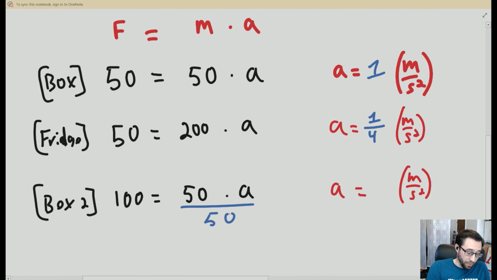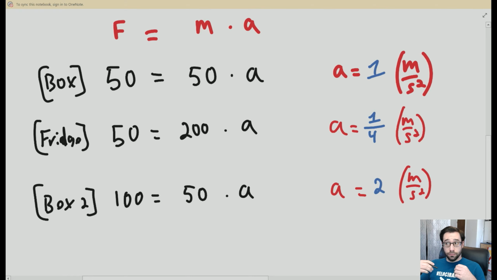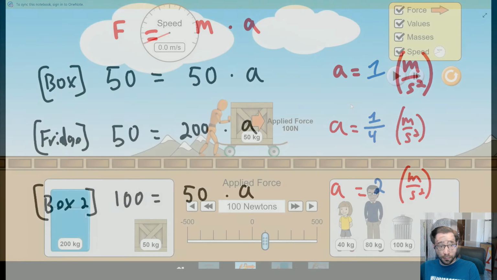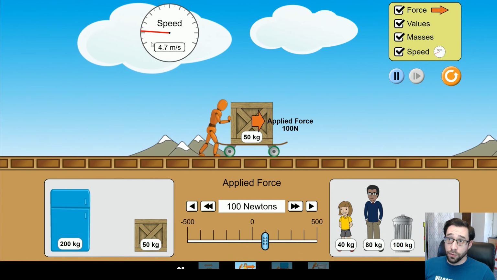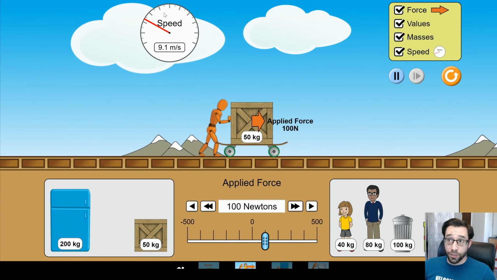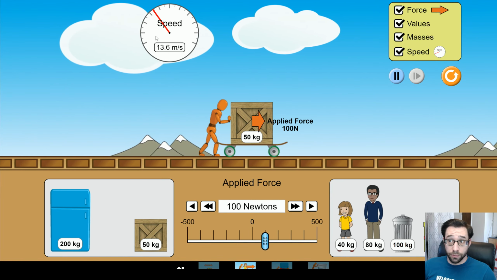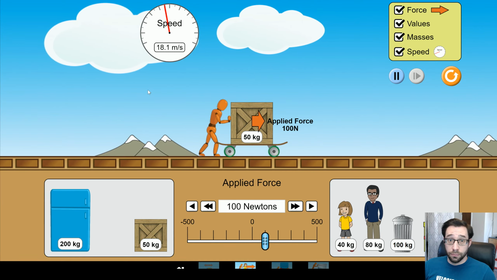So I divide both sides by 50. Cancels there. So 100 divided by 50 gives me 2 meters per second squared. So this one should move the fastest out of the previous two. Make sense? So if I hit play, notice how the speed is increasing much quicker than the original one. Does that make sense?